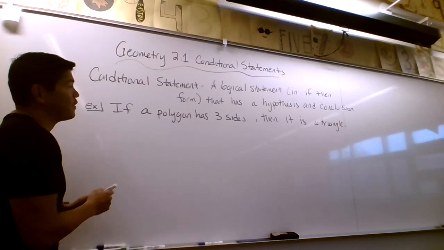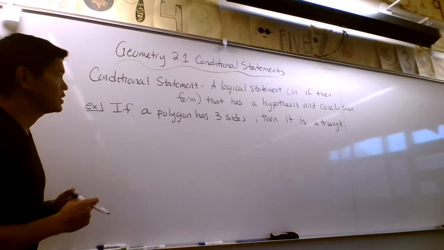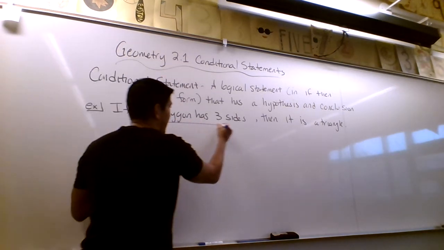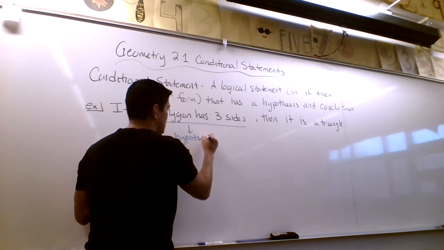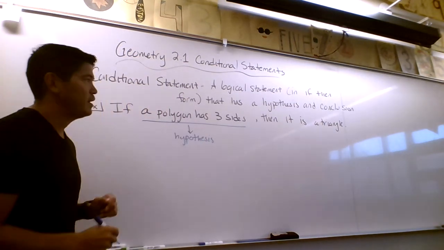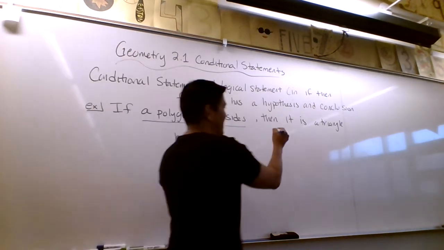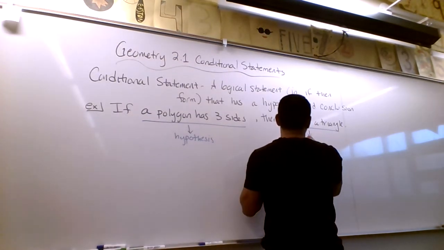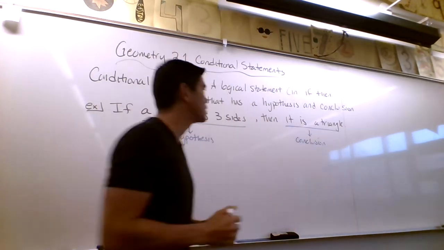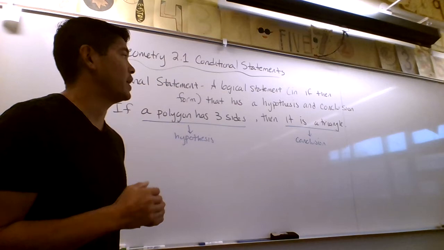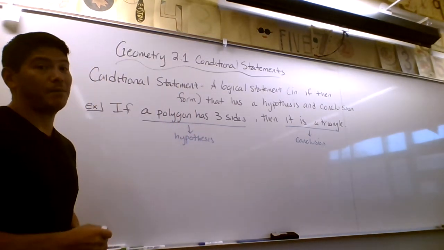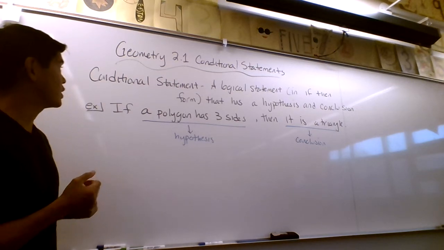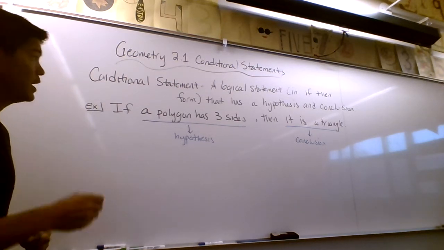The hypothesis of this conditional statement is just a polygon has three sides. Remember, the hypothesis does not include the if. And then the conclusion is it is a triangle. Or you could also say the conclusion is the polygon is a triangle, because "it" here refers to the polygon. Keep that in mind when we write certain other things about conditional statements, like converses, etc.